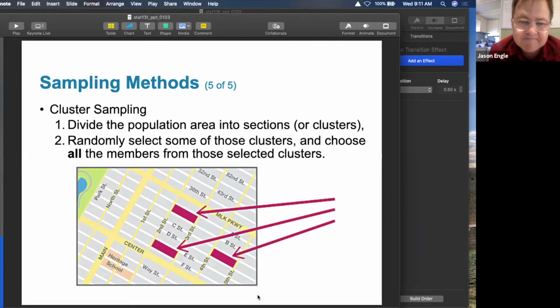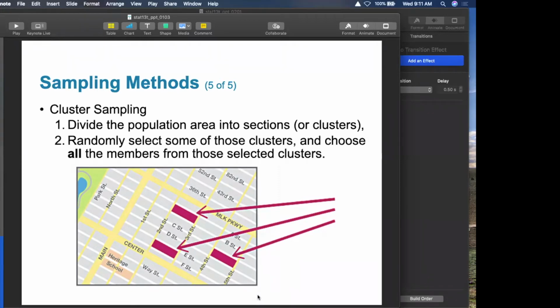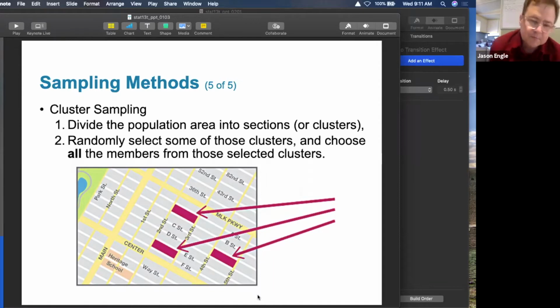Does that make sense? So I randomly select all the members of those selected clusters. You can see how there's 3 blocks highlighted. Every single person that lives on each of those 3 blocks is going to be included in my sample. Anybody else that lives on any of the other blocks is not going to be included at all. So this might be more convenient, because if I have a team of people helping me out with this clustering, at least we don't have to walk as far. We just have to walk around the block one time.